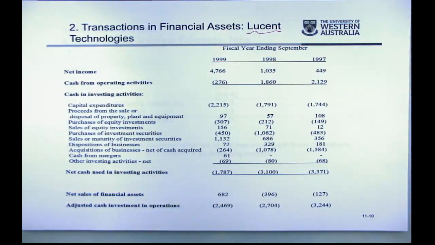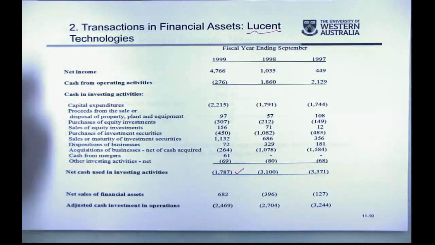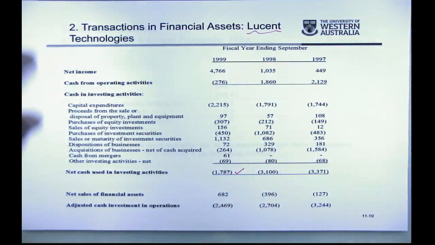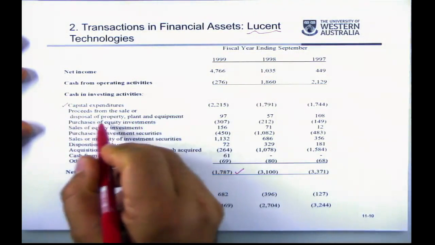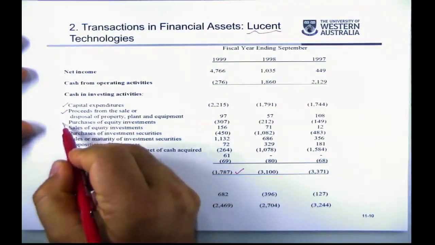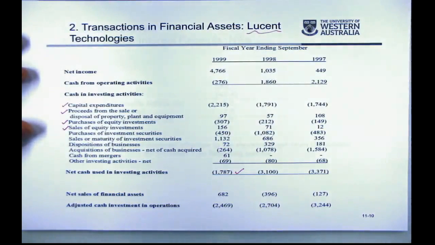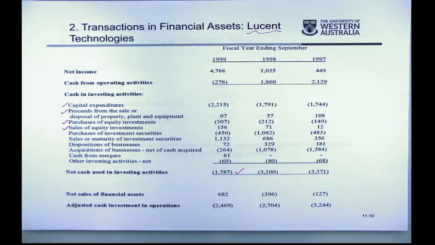As we can see, this is the reported I. We go through the components and see if there is any item that doesn't belong to the calculation of I. Capital expenditures, yes. Proceeds from sale of property, plant, and equipment, okay. Purchases of equity investment, okay. Sales of equity investment, okay. Remember, equity investment in other firms is a cash investment in the operations of other firms. So we keep it in the calculation of I.